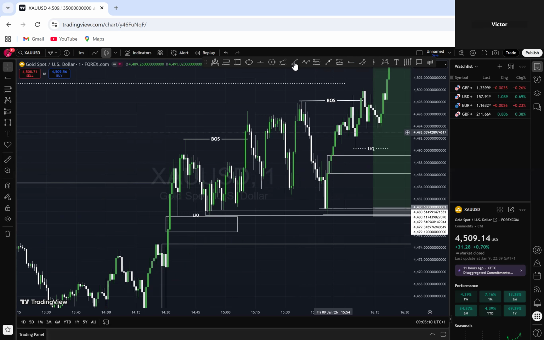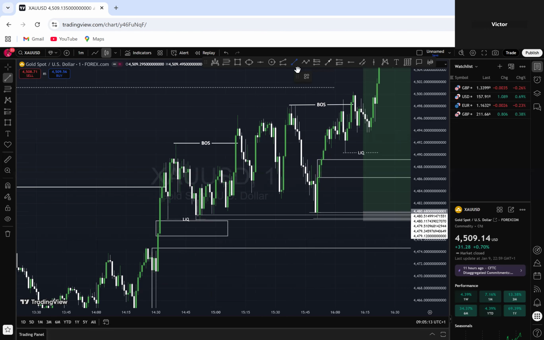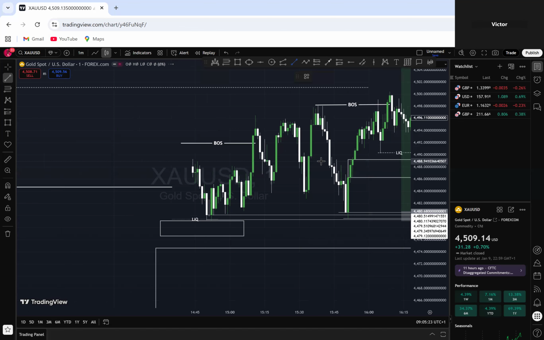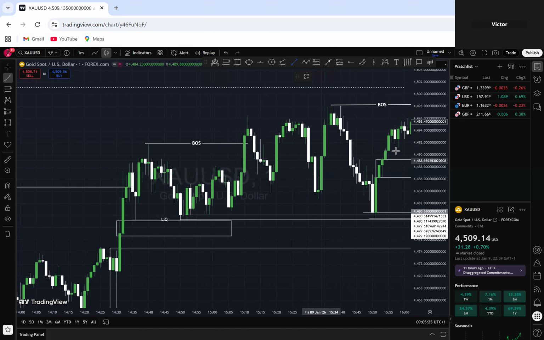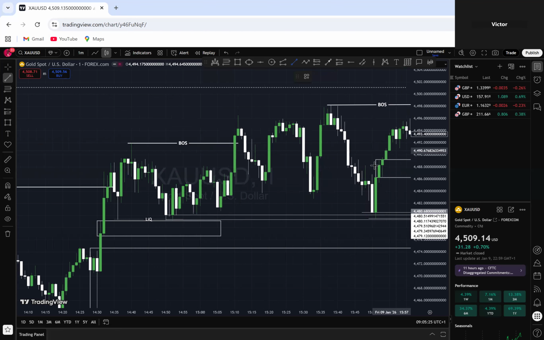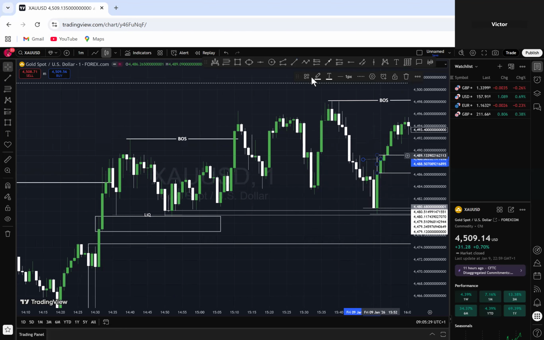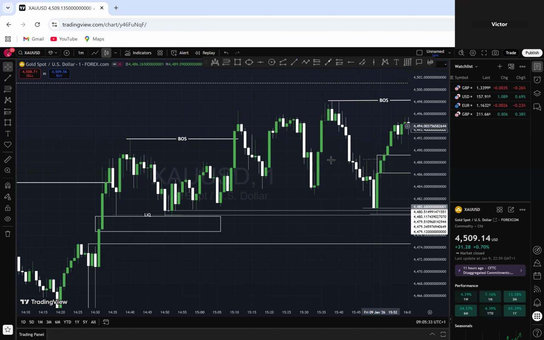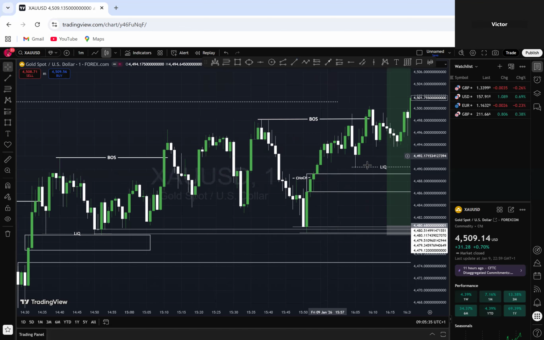Now we still have SLP, SLZ, or SLO, however you are interpreting it, still the same thing. We have a change of character here. A change of character here. We have our liquidity, and then we have point of interest.